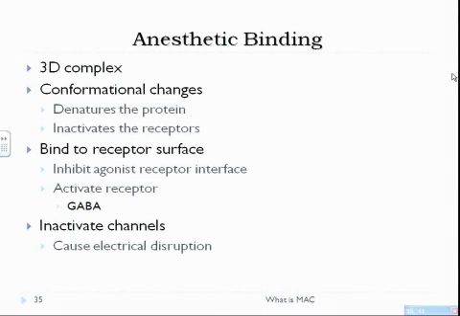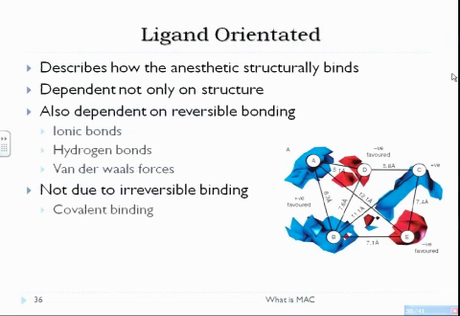Some of them may actually bind to the receptor surface and act as agonists, which activate the GABA receptor, because the general anesthetics do have GABA-like effects. They do give you amnesia. It may also cause an activation of channels, especially the ion channels, which are sodium channels, which then causes electrical disruption. If you look at the ligand-oriented theory, it describes how the anesthetic structurally binds.